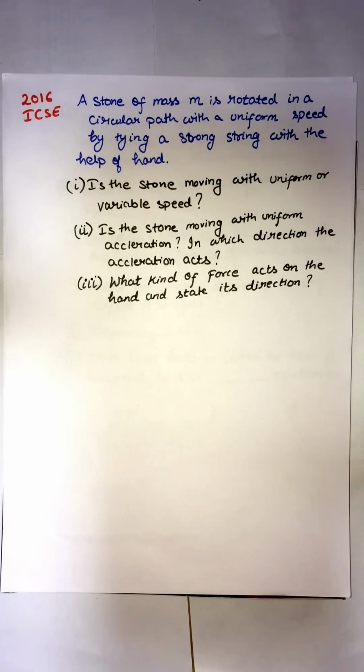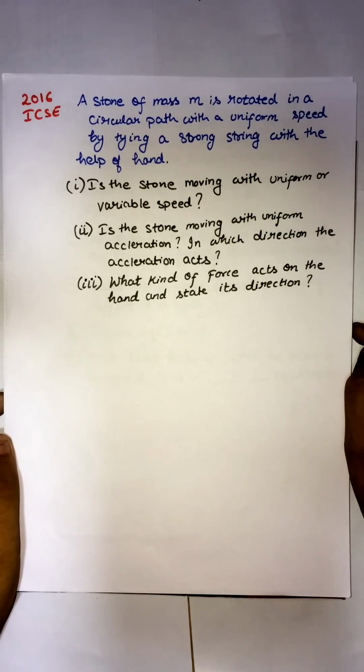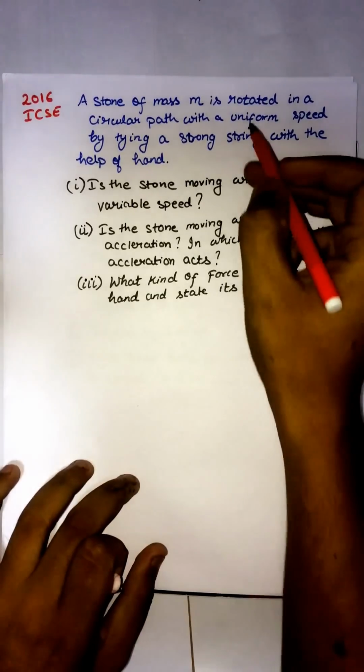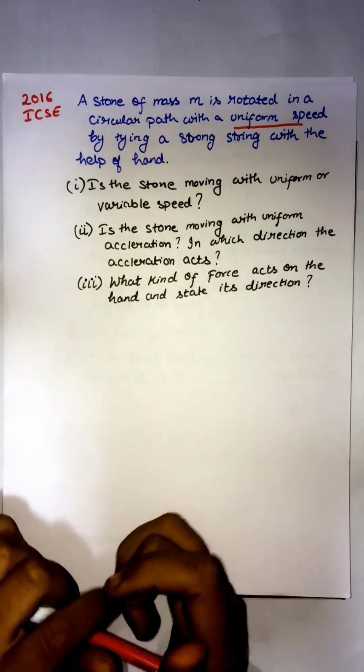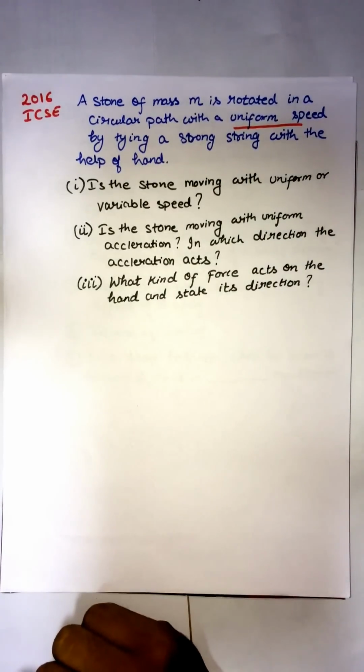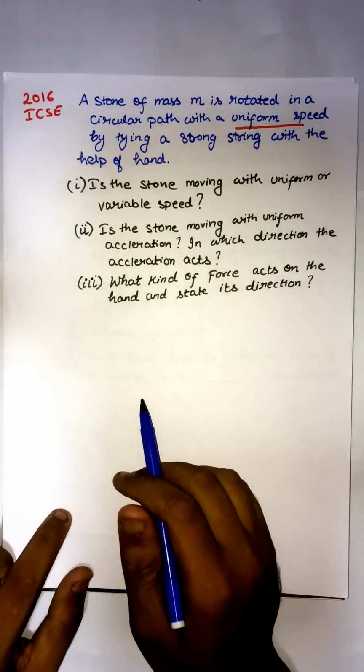Okay, let us begin from ICSE 2016. So the first question reads, a stone of mass m is rotated in a circular path with a uniform speed. Okay, note the question, uniform speed, by tying a strong string with the help of a hand. Is the stone moving with uniform or variable speed?